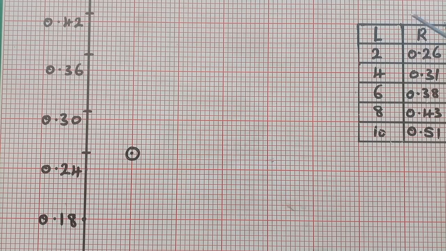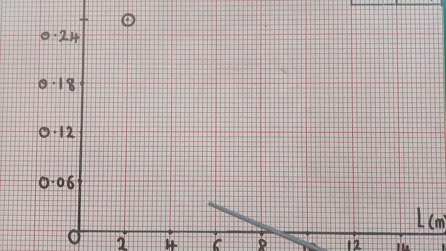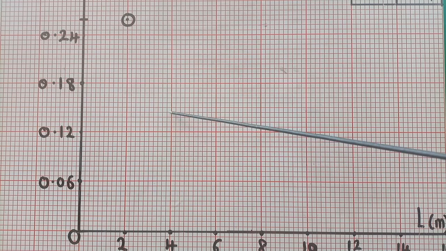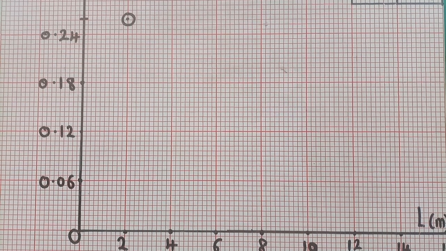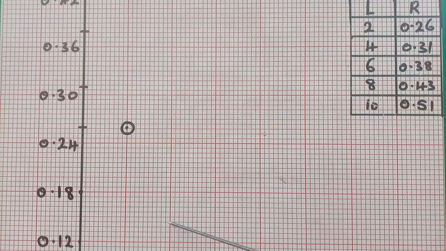Back to the table. 4 for L and 0.31 for R. Let us see where they are going to meet. This is 4 for L. It begins to move up. It is going to meet 0.31 somewhere above. 4 is still moving up to meet 0.31. Where? Somewhere at this point.